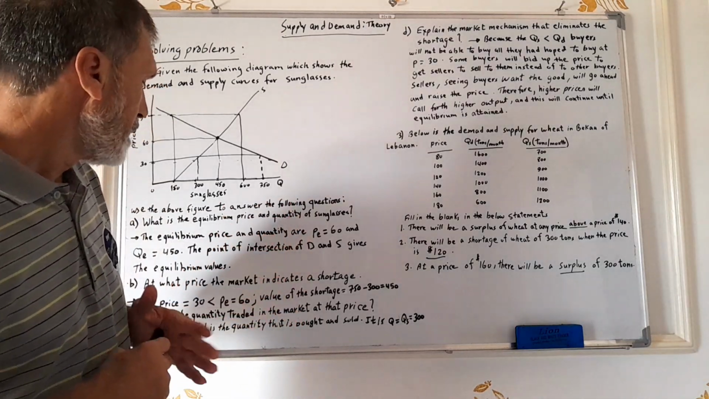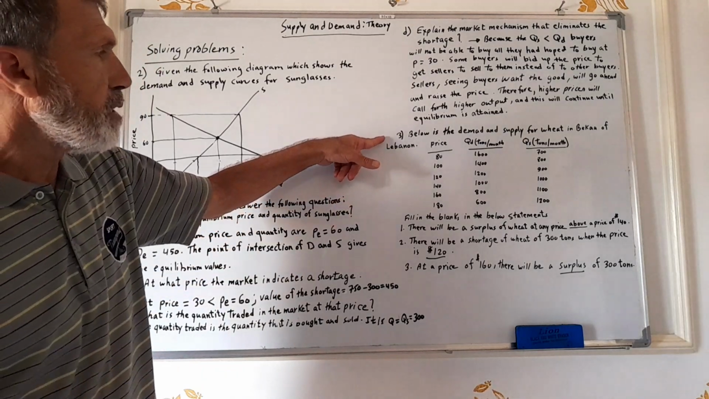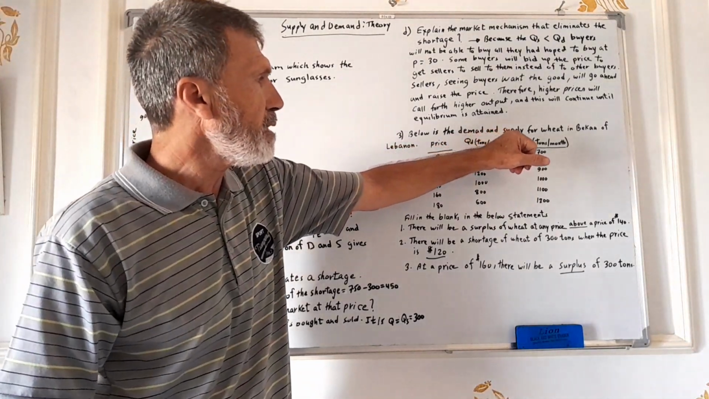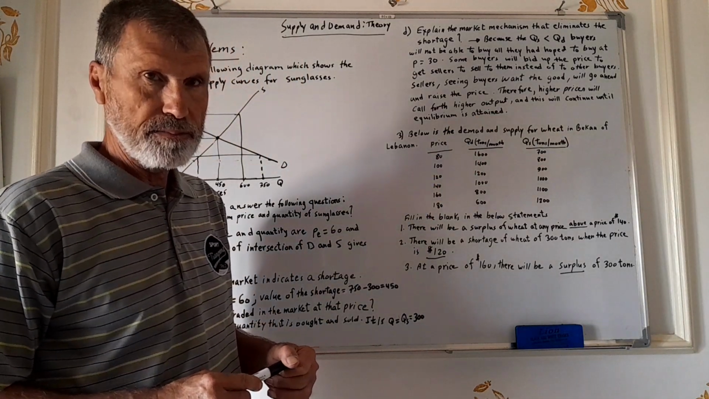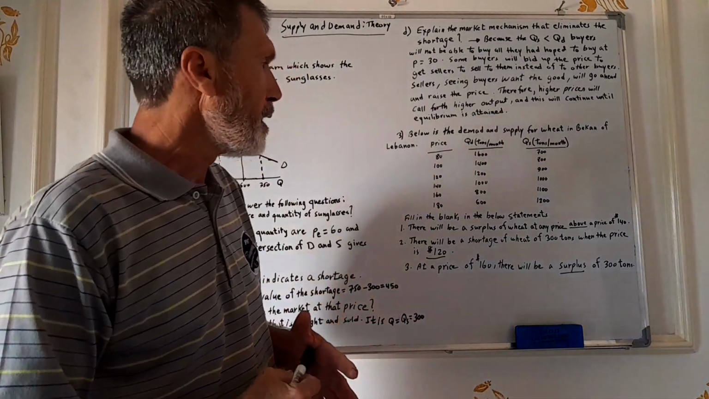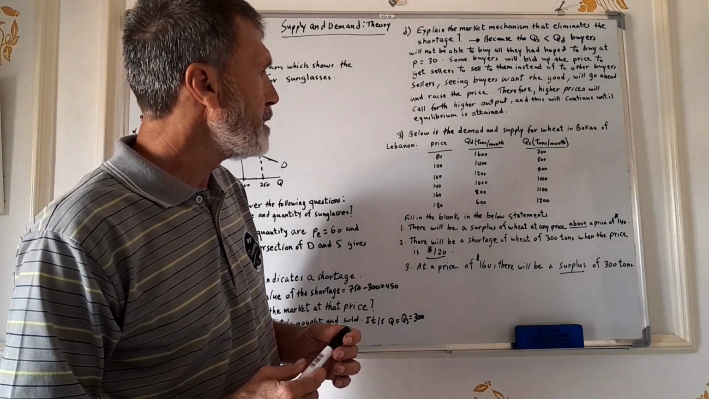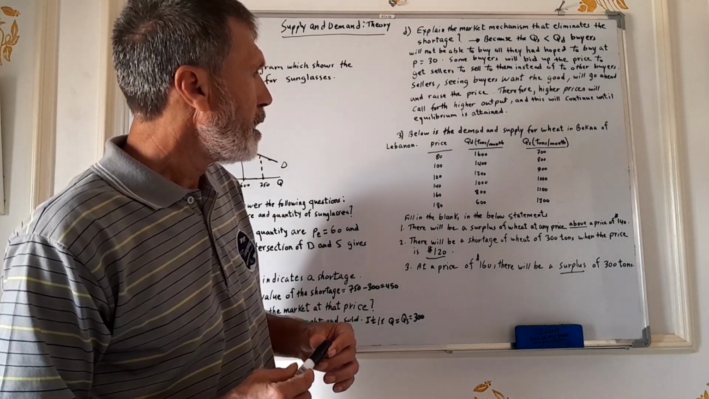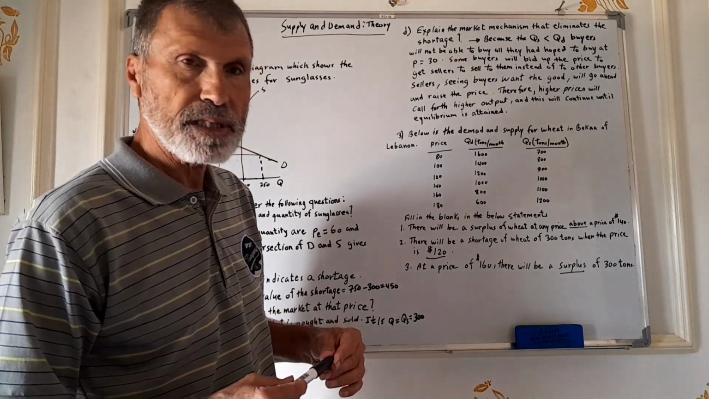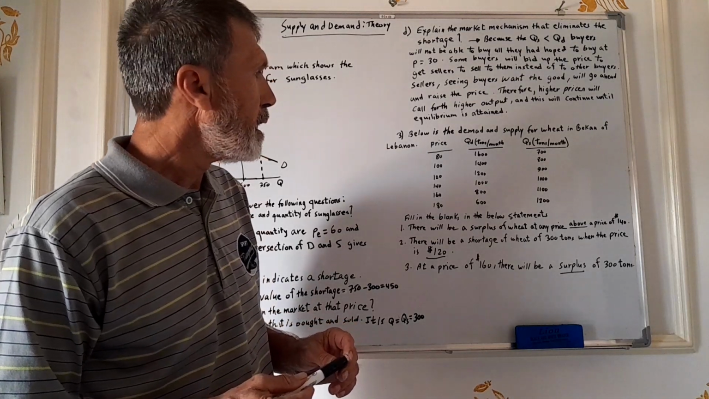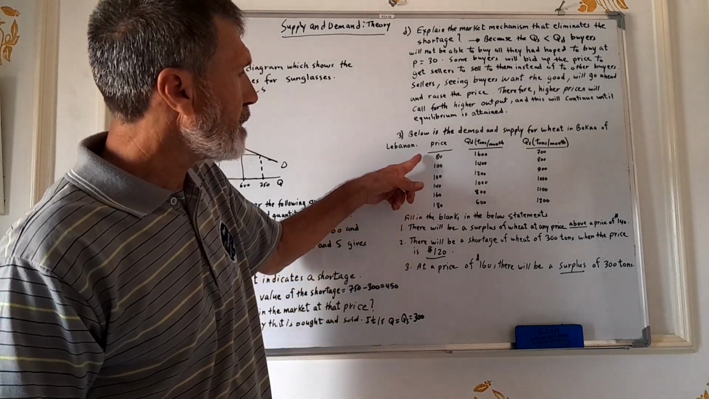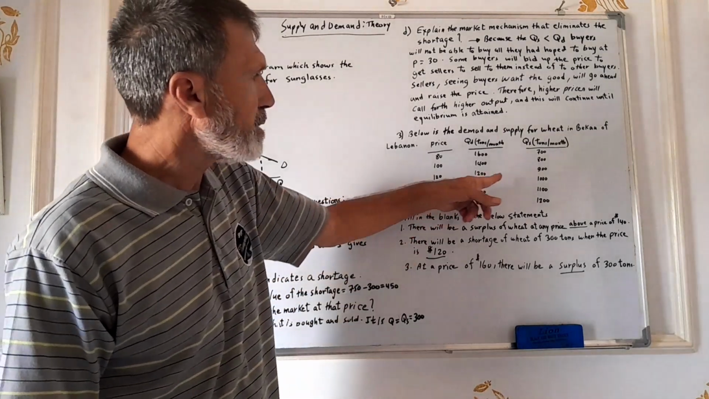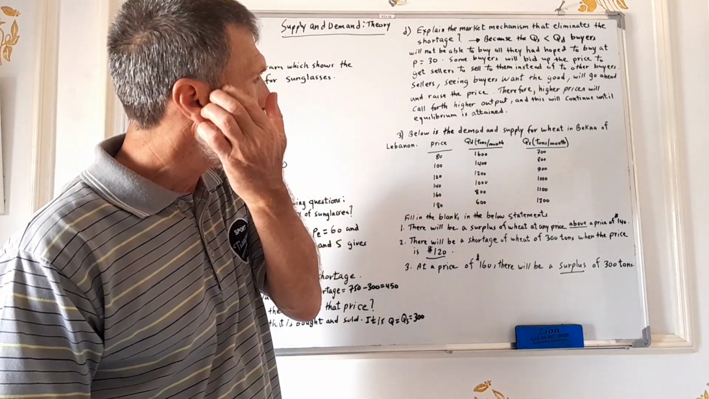Great. Now we move to problem three. Below is the demand and supply for wheat in Biqa'a of Lebanon. Biqa'a is an area in the east of Lebanon. Of course, it is famous for the growing of wheat and other goods. As you can see, this is the demand and supply of wheat in Biqa'a.